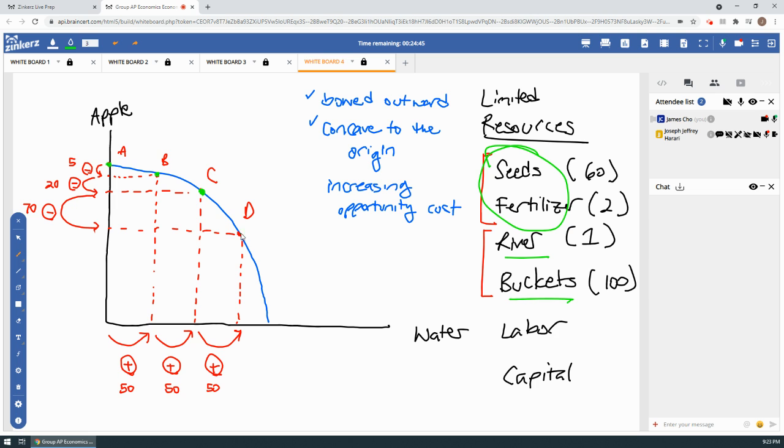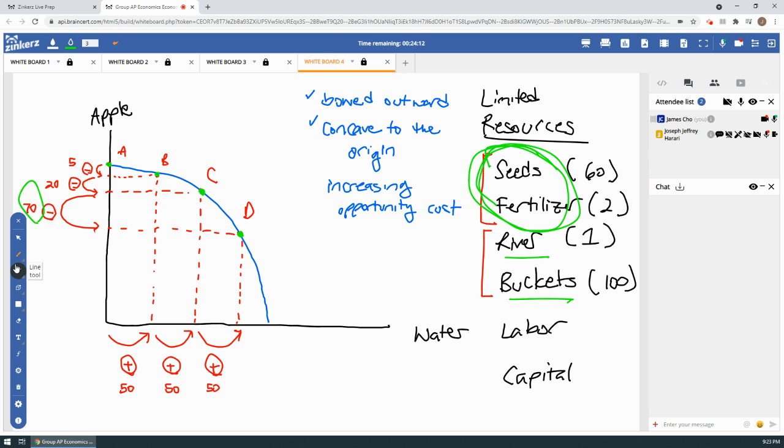Then, if you keep going and extend the story and start making even more water, now you have to move over a lot more seeds and fertilizer to your water production. That doesn't really help your water production all that much, but it really starts to hurt your apple production a lot. So as you produce more and more water, you're going to give up larger and larger amounts of apples. Your opportunity cost is going to rise.